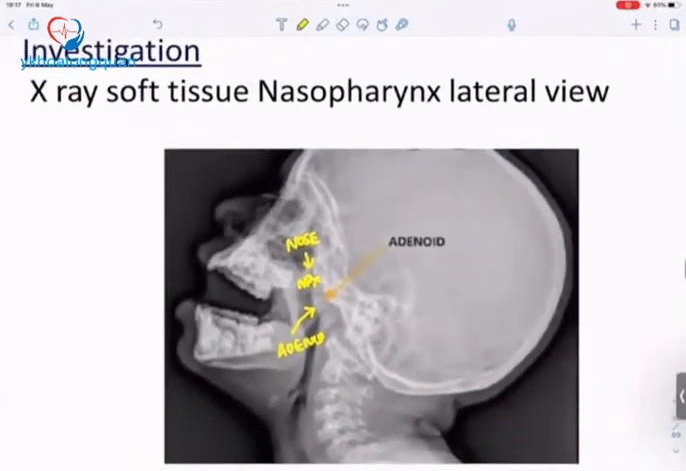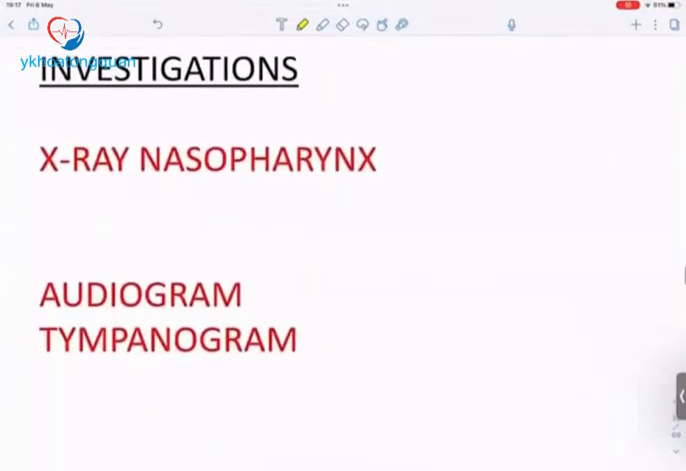So first of all, X-ray. Number two, some tests for the hearing and the ear. Tell them.